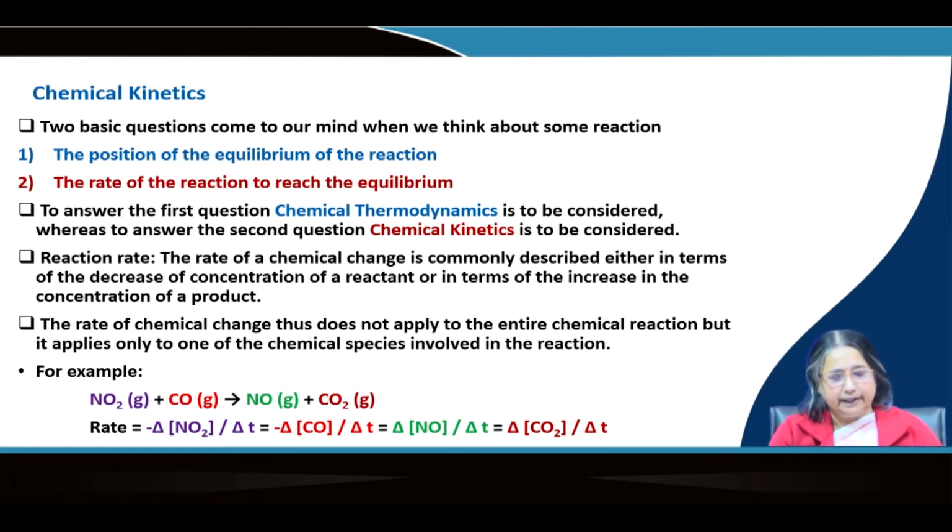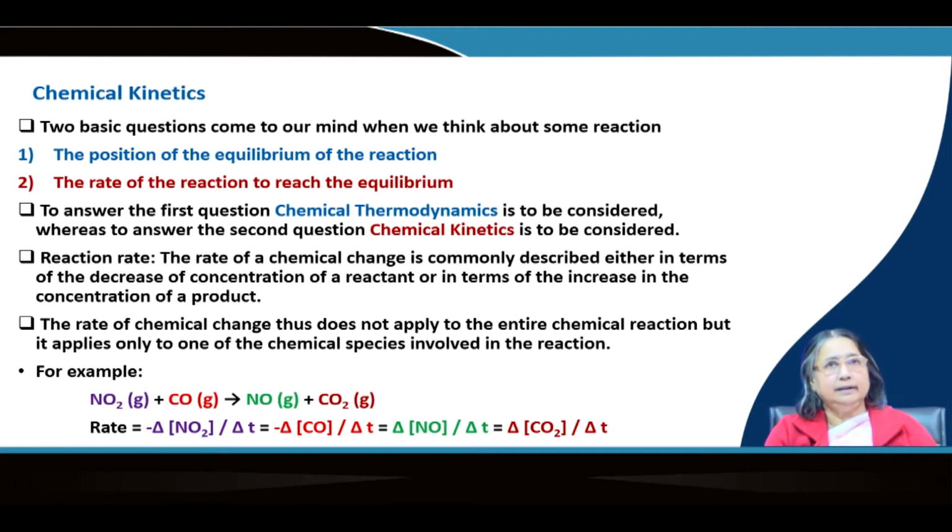Now, reaction rate, the rate of a chemical change, is commonly described either in terms of the decrease of the concentration of the reactant. That means, when a reaction goes on, the reactant concentration decreases and the product concentration increases. So, you can explain in both ways, whether the reactant concentration is decreasing, how it is decreasing, or how the product concentration is increasing. Both ways we can show the kinetics.